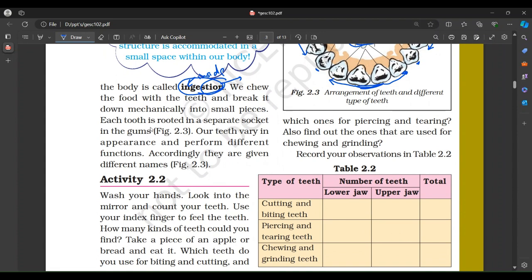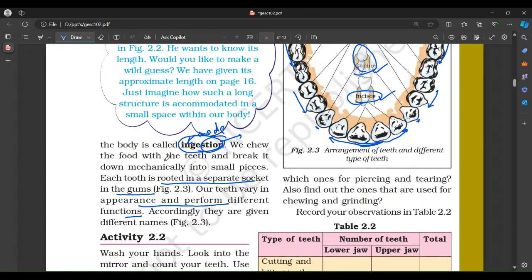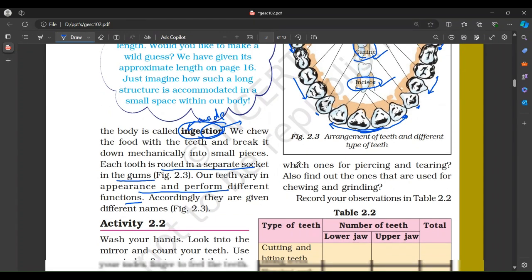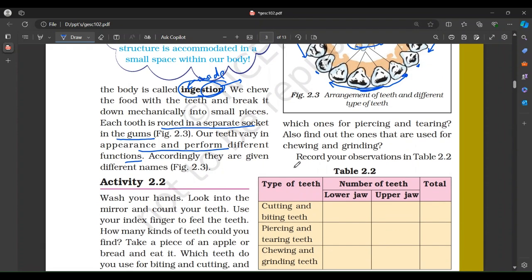Each tooth is rooted in a separate socket in the gums. Our teeth vary in appearance and perform very different functions, so they are given different names. Normally we use incisors for cutting at the front side. For example, if you want to eat fruits, you use the incisors most of the time. So according to their functions they have been given names.